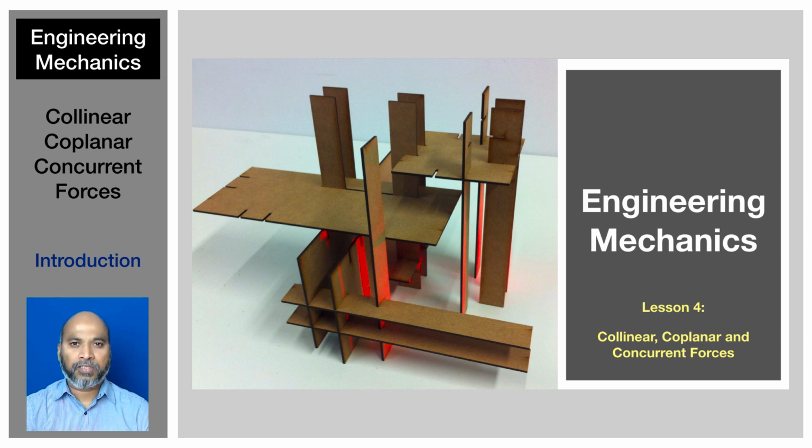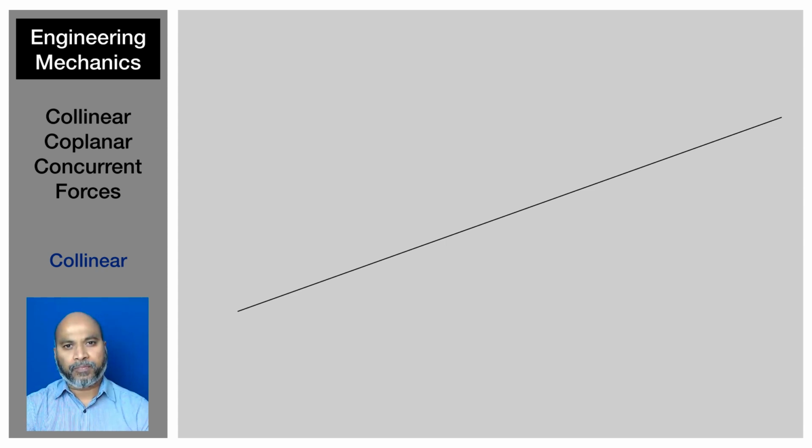This is Moses. We are in this engineering mechanics series, and today's lesson is about collinearity, coplanarity, and concurrence of forces. Collinear forces, coplanar forces, and concurrent forces. What are these? So let's take this line. It could be at any angle. Let's take a straight line, okay?